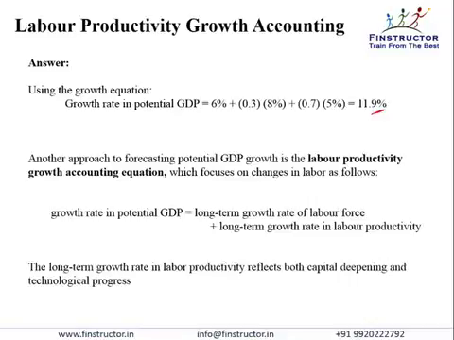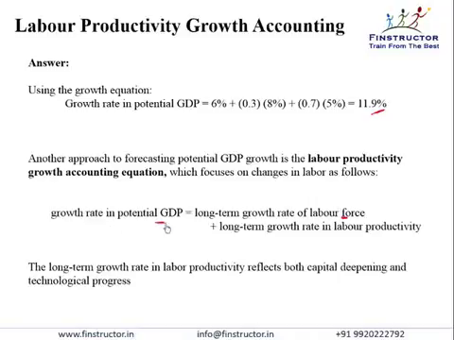Another way to look at GDP growth, or the same formula of growth rate in potential GDP, is the long-term growth rate of labor force plus the long-term growth rate in labor productivity. That is, if GDP has to grow, either the number of people grow, or the same people produce more. That is, either labor productivity grows or the labor grows. If both grow, then even better.